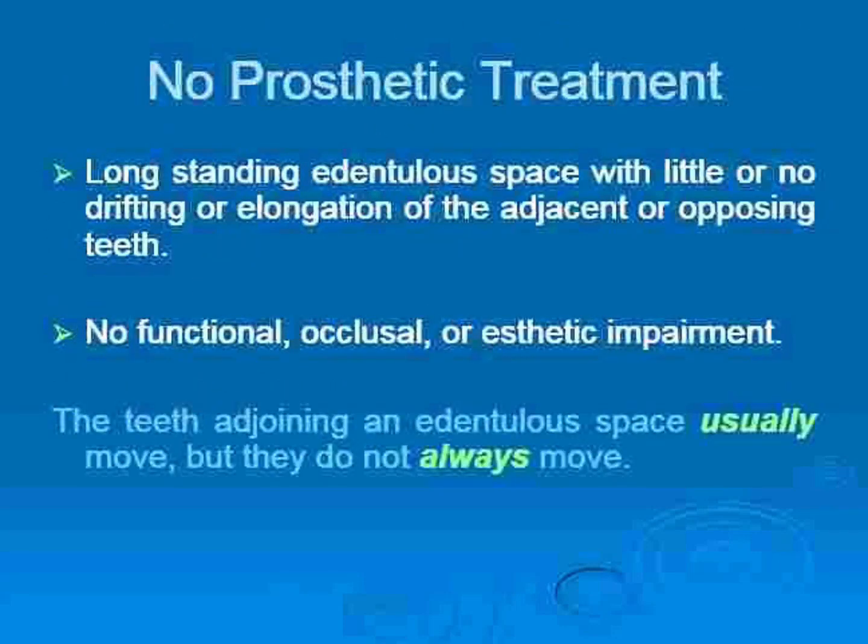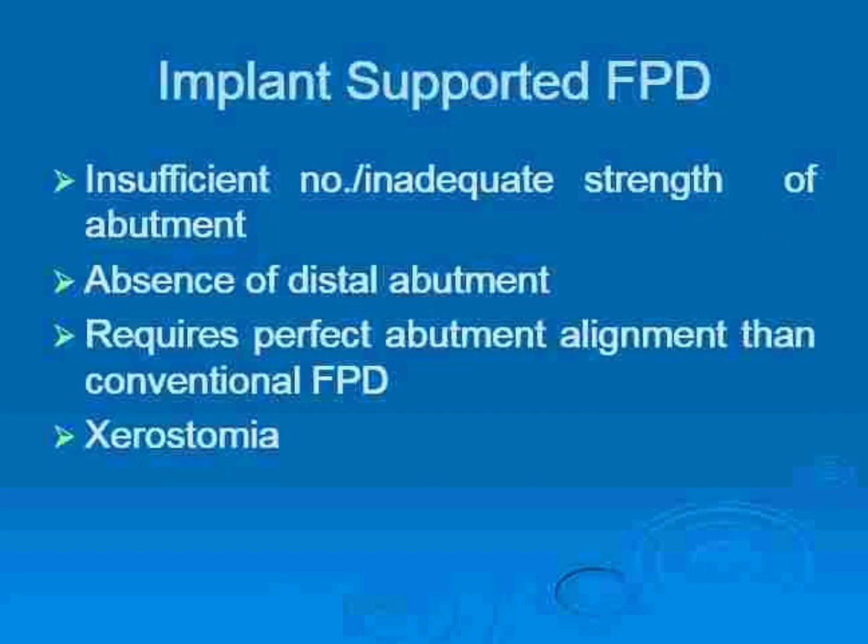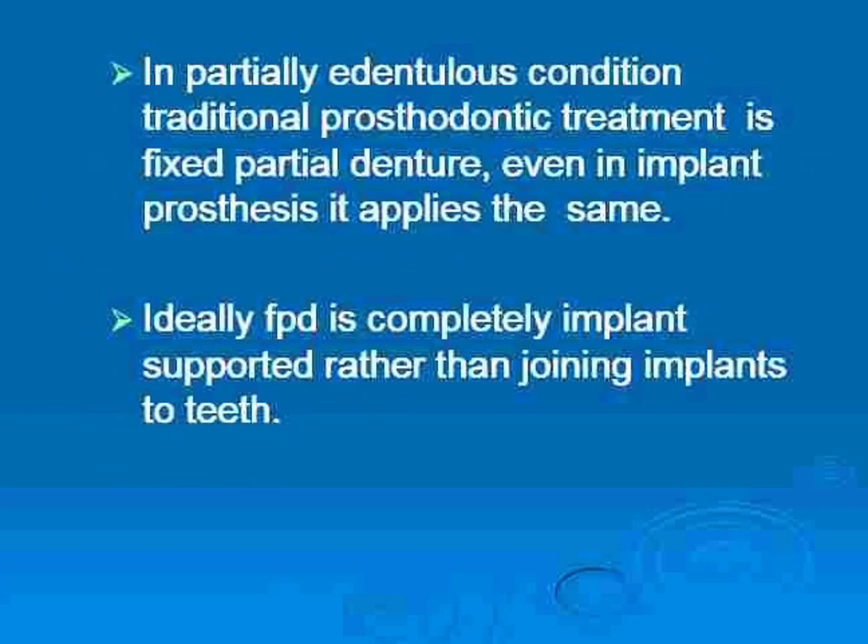No prosthetic treatment is required for a long-standing edentulous space with little or no drifting or elongation of adjacent or opposing teeth, and no functional, occlusal or aesthetic impairment. The teeth adjoining an edentulous space usually move, but they do not always move. Implant supported prosthesis is indicated when there is insufficient number or inadequate strength of abutment teeth, absence of distal abutment, requirement of more perfect abutment alignment than conventional FPD, or xerostomia. In addition, in partially edentulous conditions, traditional prosthodontic treatment in FPD, even in implant prosthesis, applies the same.